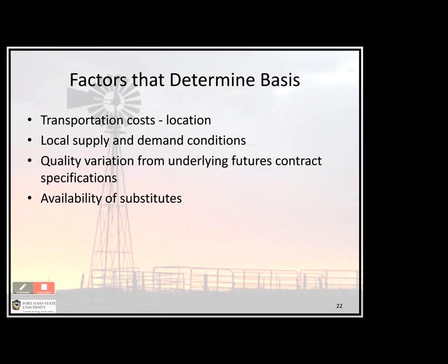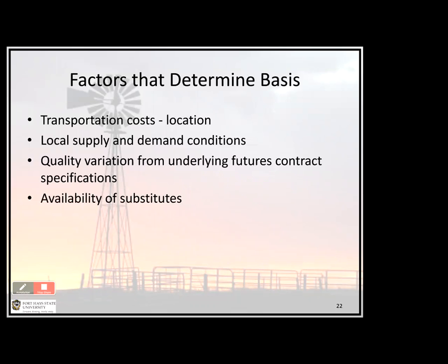So are they wanting to buy a lot more? Probably not, and that's going to be reflected in basis, lower cash prices. Quality variation from underlying futures contracts: if you've got low quality product, wheat, corn, whatever, it's going to sell at a discount beyond what maybe their advertised cash price is. Or if you have some high quality, high protein, whatever, that could increase it.